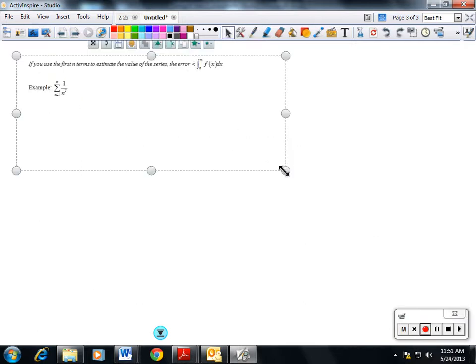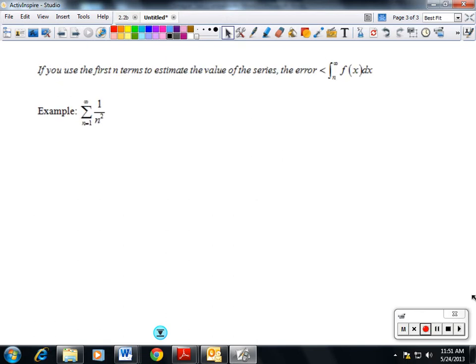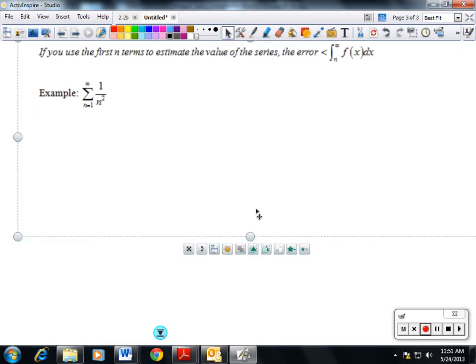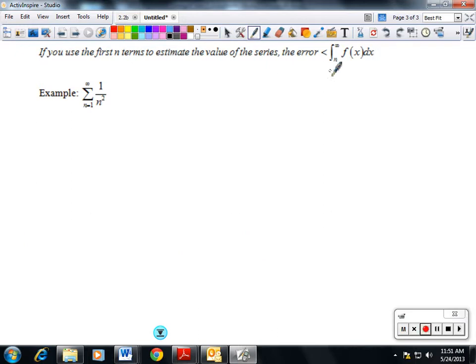And then here's one more theorem with the integral test. It says if you use the first n terms to estimate the value of the series, the error is less than the integral from n to infinity.